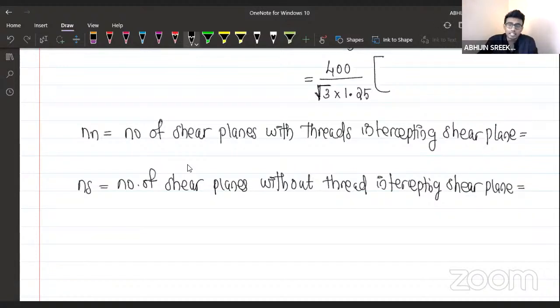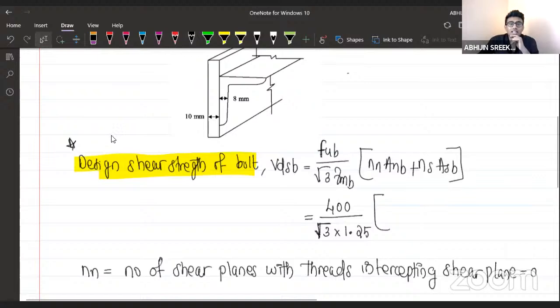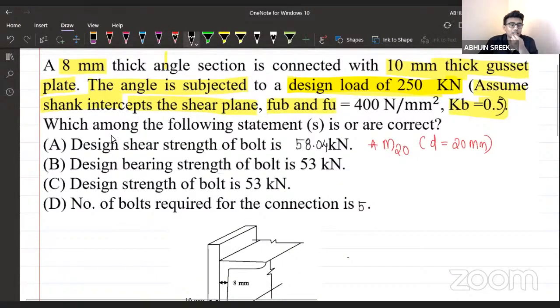Yes, the value of nn here will be 0 and the value of ns will be 1. Why is it 1 and 0? Because here it is given that the shank intercepts the shear plane. What is the meaning of it?